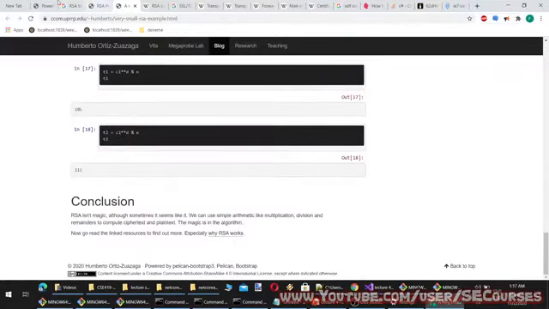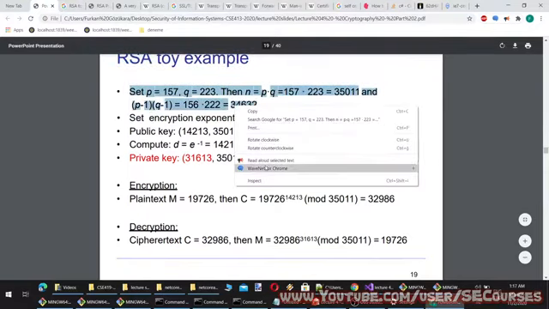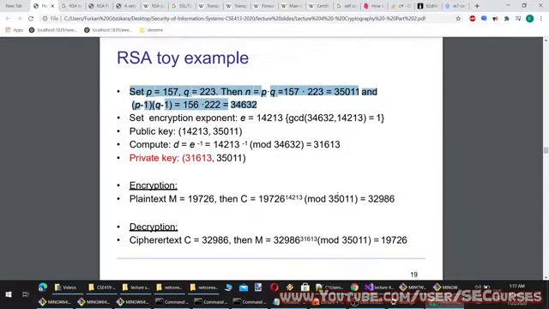Okay, it's a simple thing. If you want to know more about it, you can check. So let's say, to be readable, set P equals 157, Q equals 223. Then N equals PQ equals 157 times 223 equals 35,011, and (P-1)(Q-1) equals 156 times 222 equals 34,632.